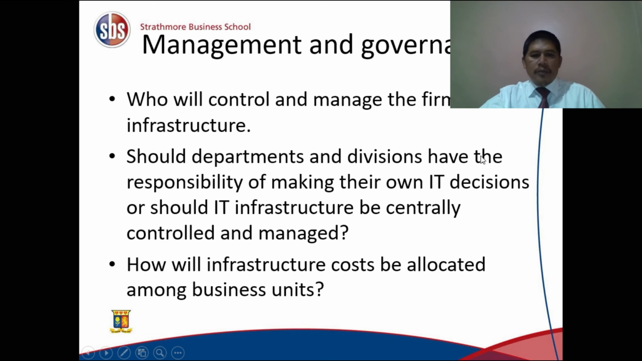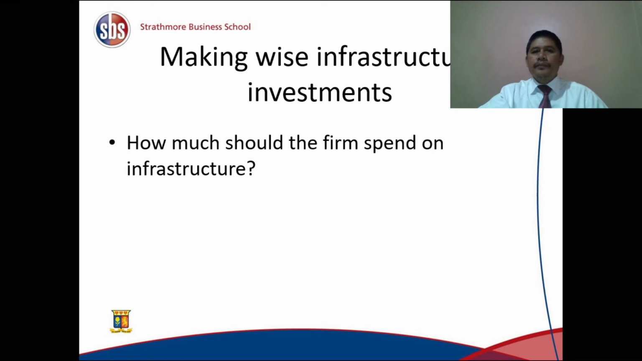So how will infrastructure costs be allocated among business units? You can have an IT or information system delivery department, which is a support service that is common to everybody. So maybe you can charge departments according to the number of users and the amount of usage, and of course maybe the number of applications supporting a particular department.